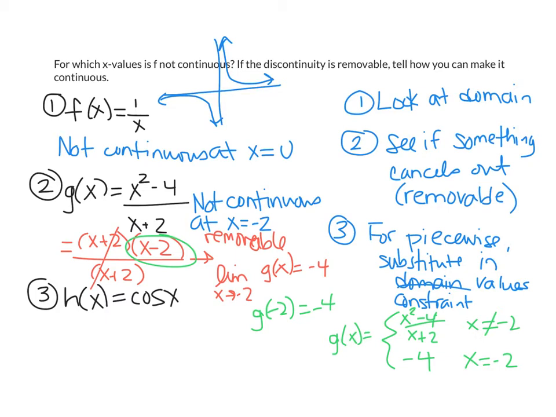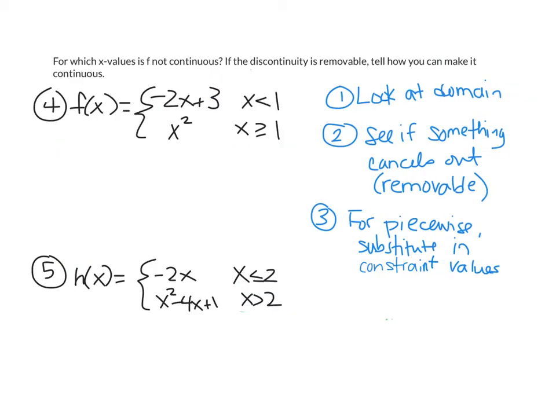Okay, so for the last one, the graph of cosine doesn't have any domain restrictions. So the domain of a cosine function is all real numbers. So this one is continuous. You can say at all x, or you can say for all real numbers. Anything like that is fine.